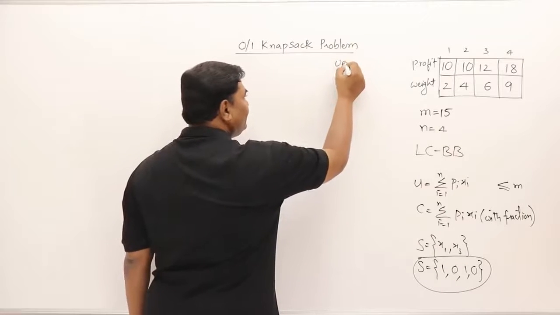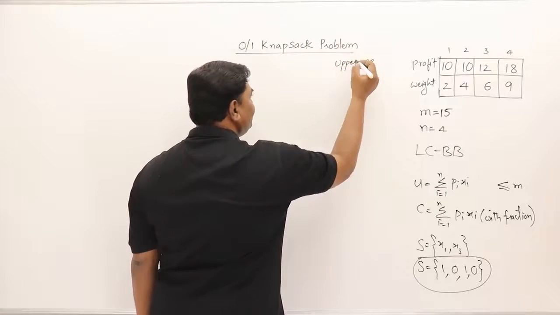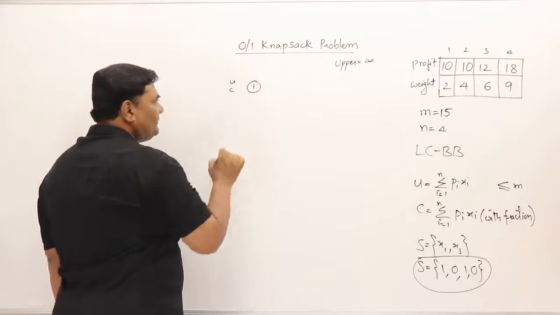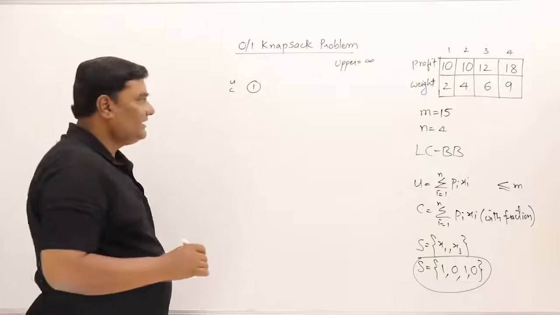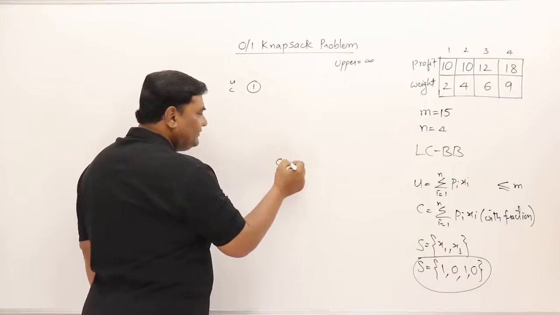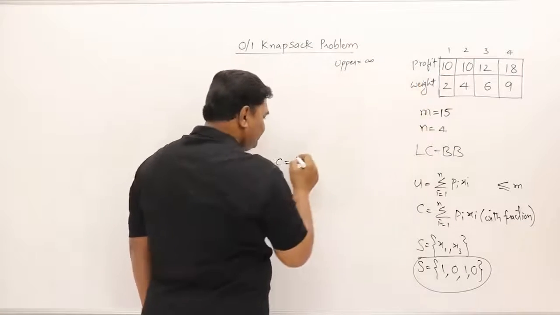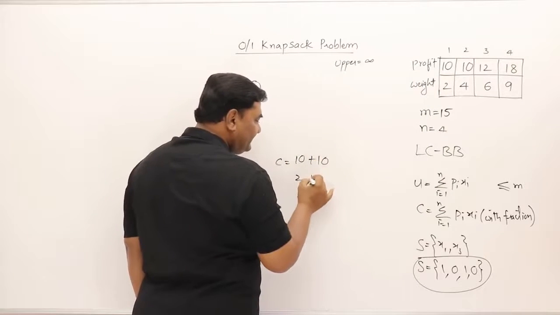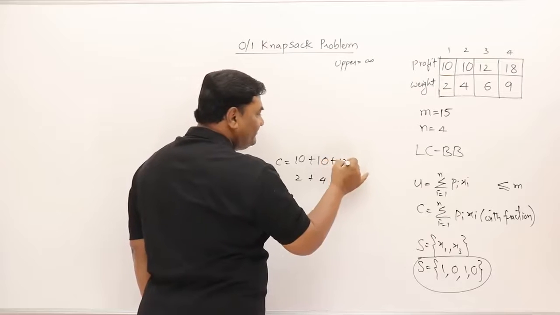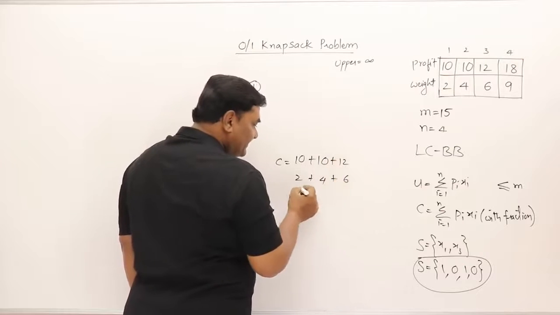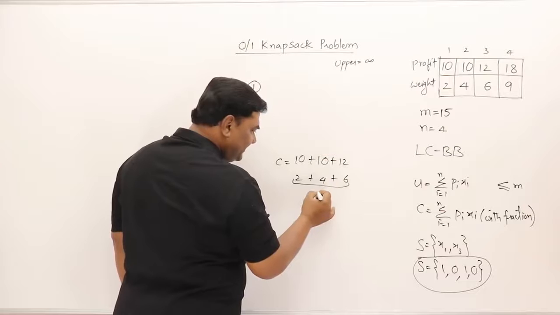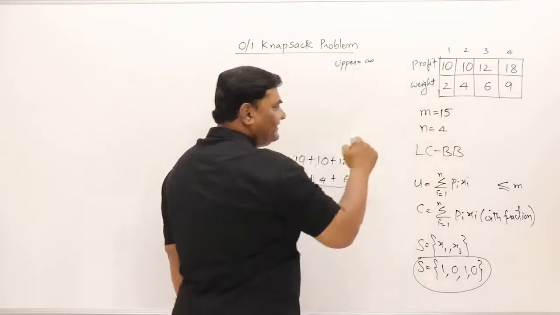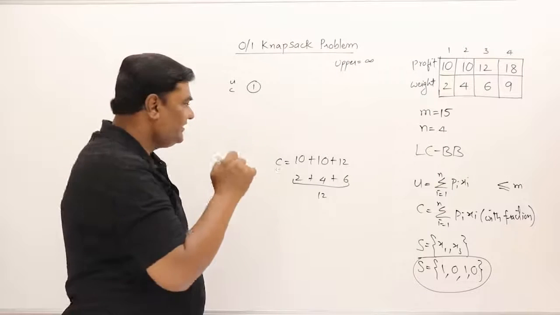First of all, I'll take something called upper, which is infinity. Now the first node, calculate cost and upper bound for this one. Let me show you how to calculate the cost. For calculating cost, first object's profit and its weight, then the second object's profit and its weight, and the next object's profit and its weight. So if I take this weight total, it is coming up to 12. Now can I include the fourth object also? It will exceed the capacity of the bag. So don't include that one.